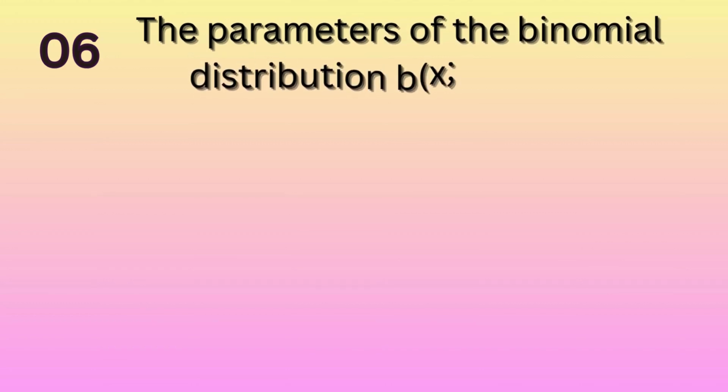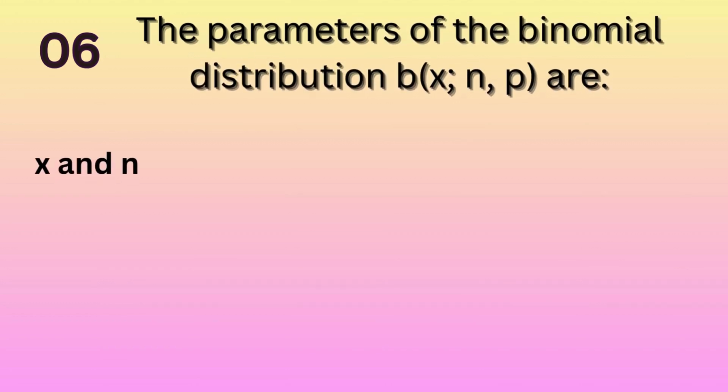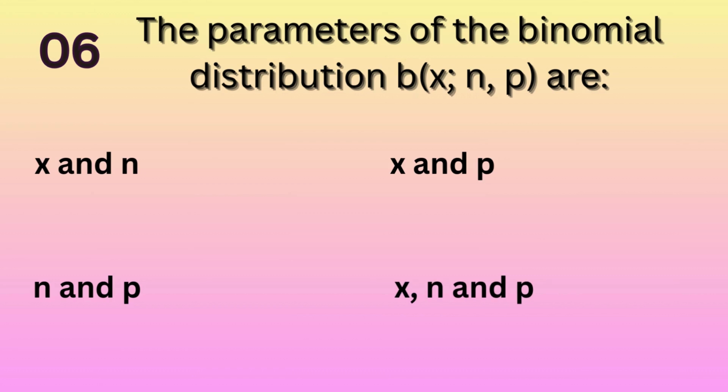The parameters of the binomial distribution are: x and n, x and p, n and p, or x, n and p. The right option is n and p, because the notation B(x; n, p) means the binomial distribution of a random variable x parameterized by n, the number of trials, and p, the probability of success.